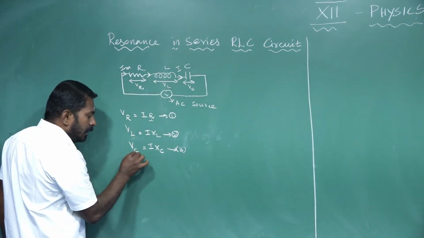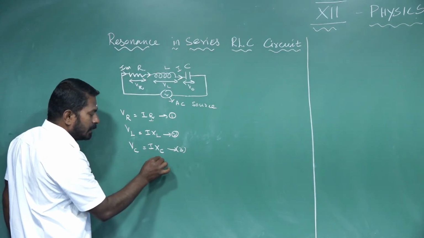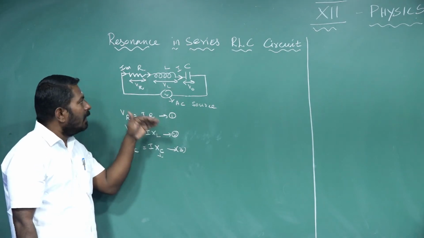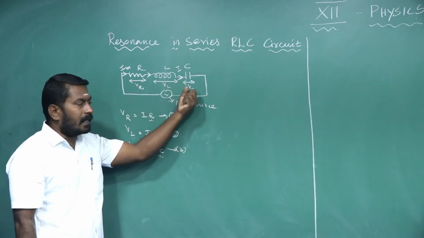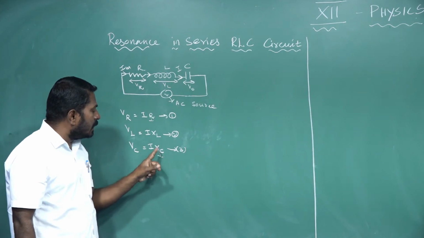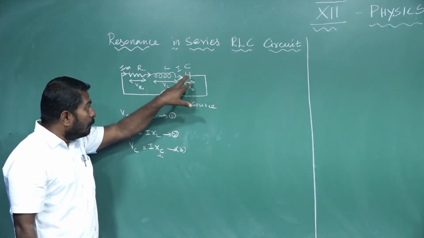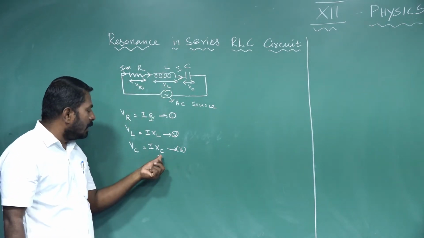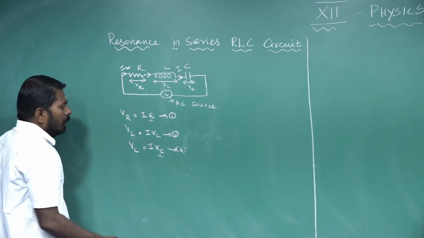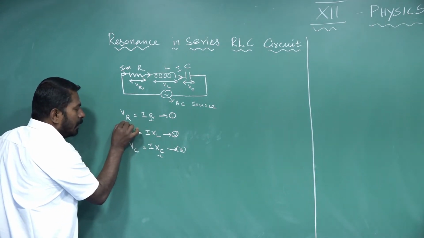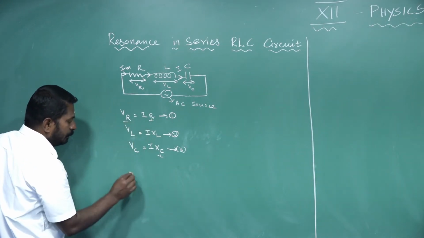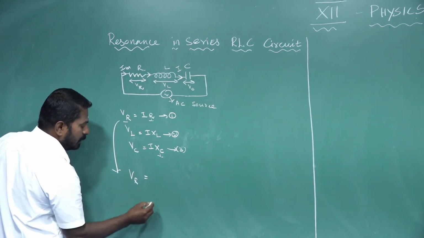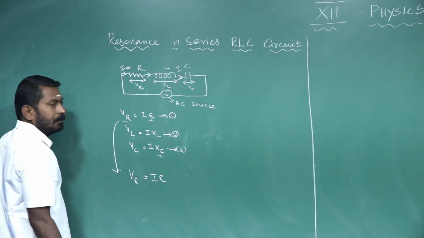Then the voltage across the capacitor VC is equal to I into XC. Here XC is the capacitive reactance. What is capacitive reactance? When alternating current flows through the capacitor, it offers a resistance. That resistance is called capacitive reactance. So the opposition offered by the capacitor when alternating current flows through it is called capacitive reactance. The voltage drop across the resistor VR is equal to I into R.